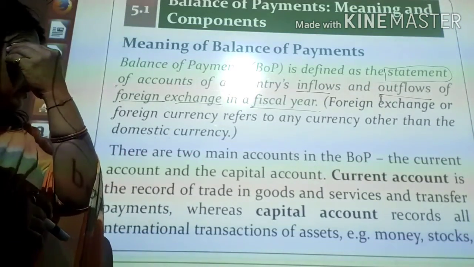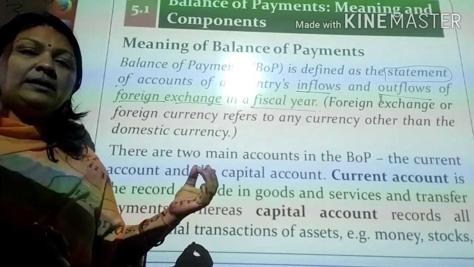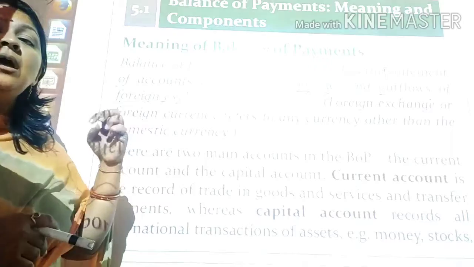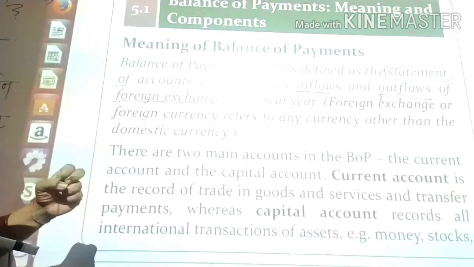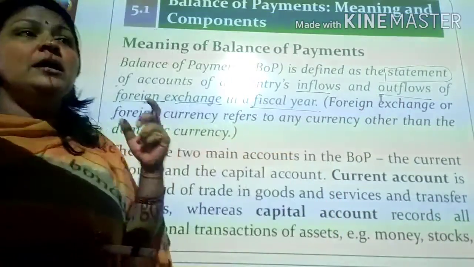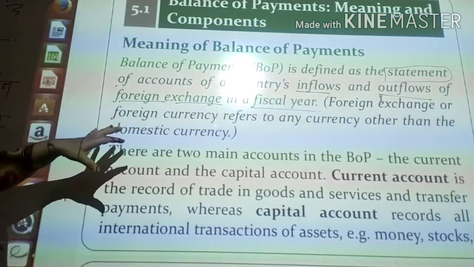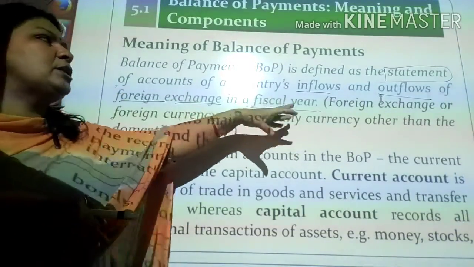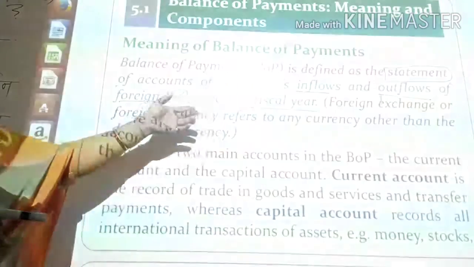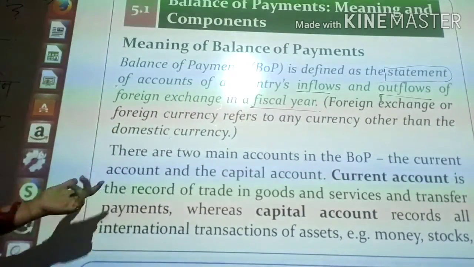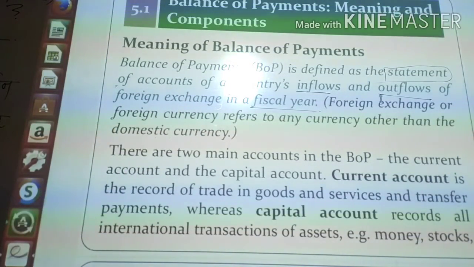When we are talking about accounts in 11th standard, there is the trial balance, then the P&L account, the trading account, which show the gross profit and net profit. But the balance sheet is not an account, it is a statement. So what is the statement? A statement shows only the picture of the data. So it shows only the picture of inflow and outflow of foreign exchange in a particular given fiscal year. Clear?